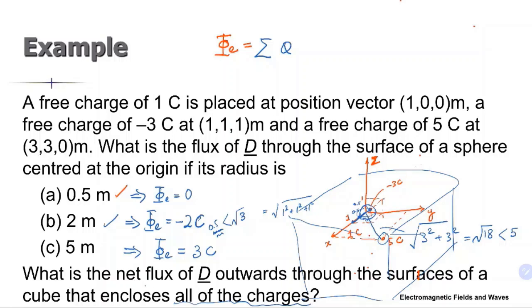And we're still talking about the flux of D. We're still talking about phi E. What's that equal to? Any idea? 3? I heard 3. Everyone agrees 3? So someone says 3 coulombs. Why? Because it says so, isn't it?